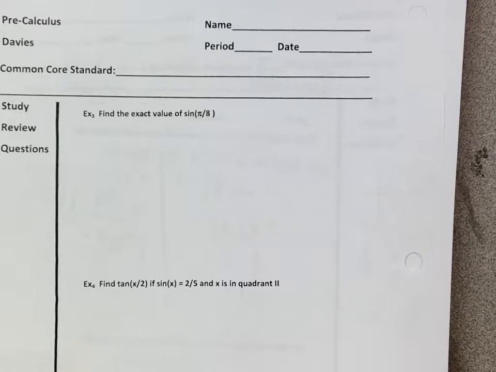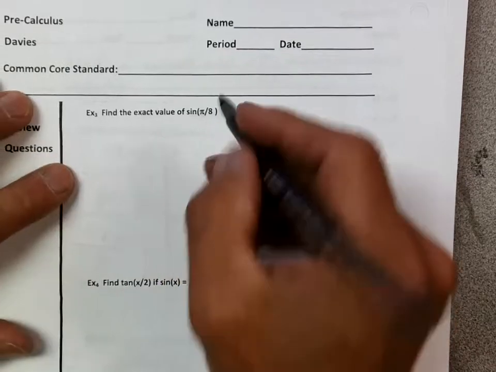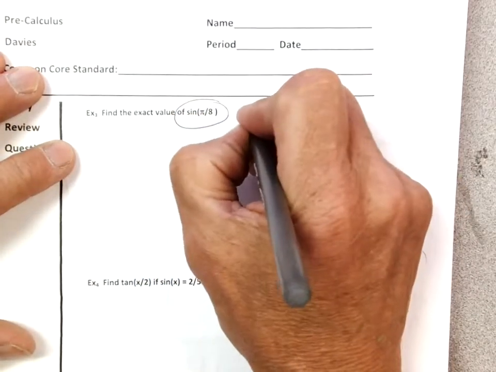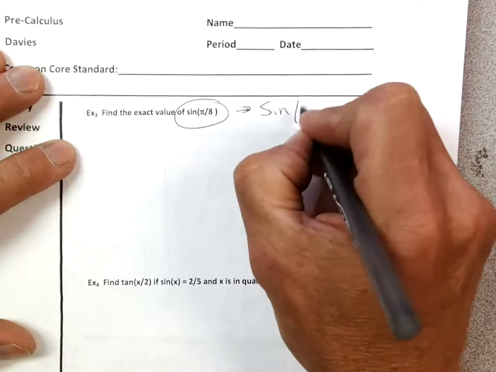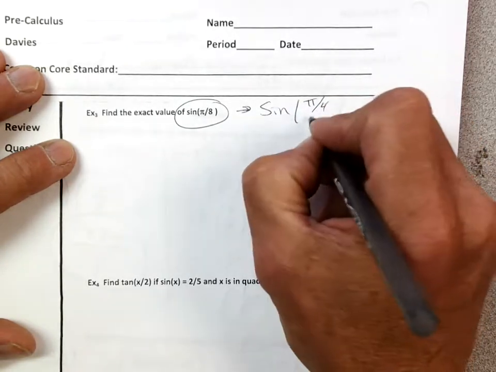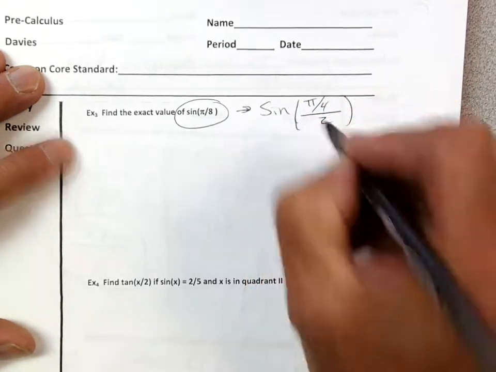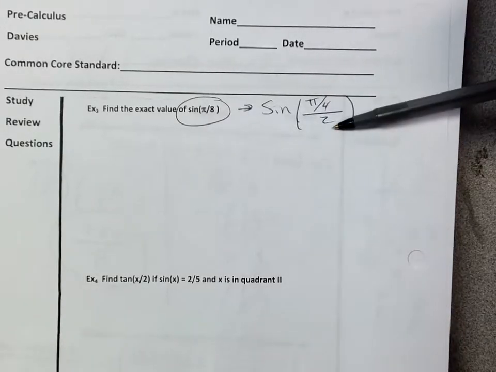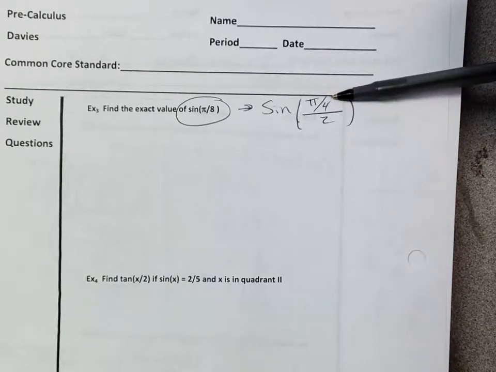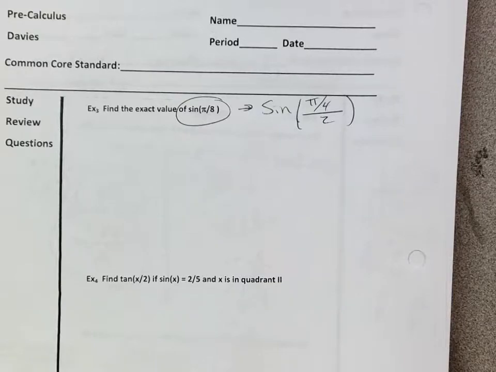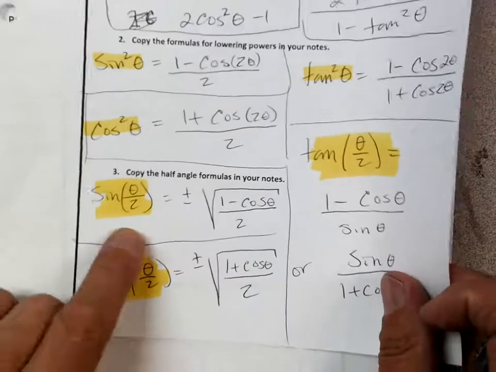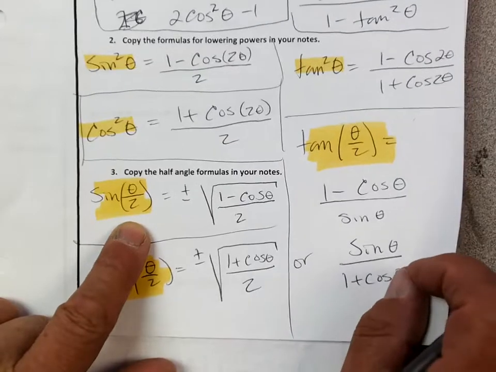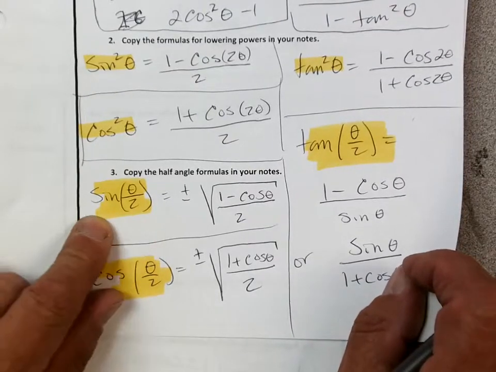So let me rewrite the question totally so you guys can see it. Let's call this sine of pi/4 divided by 2, okay? Because half of pi/4 is pi/8, right? But I keep saying half, right? So I have some half formulas, don't I? What do you know? I'm going to go to my formula sheet, and I do have some half formulas.